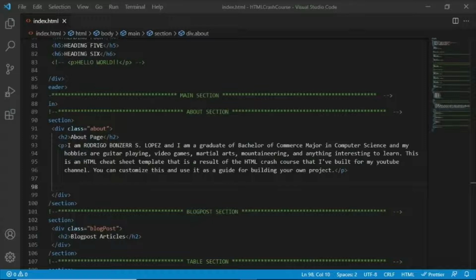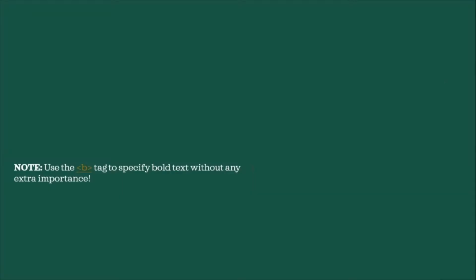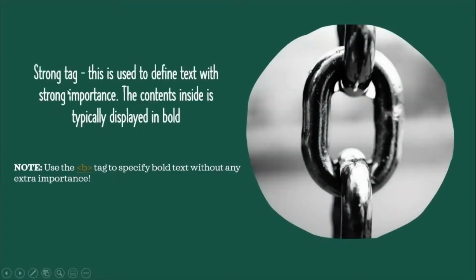The next element that I would want to discuss here is the strong element or the strong tag. This is used to define text with strong importance. So this is a semantic tag, everyone. And the content inside is typically displayed in bold. It will have the same property as the B tag, which will be displaying bold text without any extra importance. But if we want to give semantic meaning to the content, we will be using the strong tag.